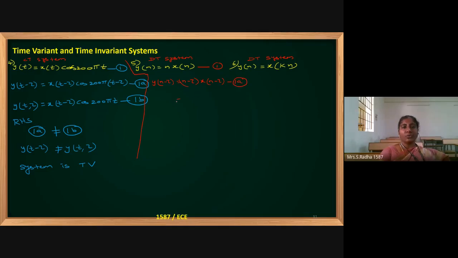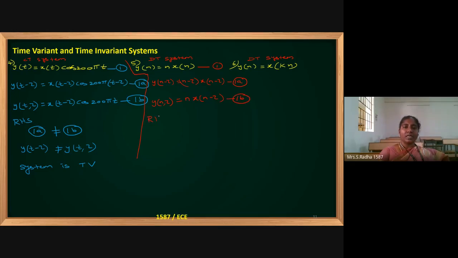The second time, only for the input you give some delay. In that case, the output is represented by y of n comma tau, when you are giving delay for only the input. Okay, this is equation 1b.